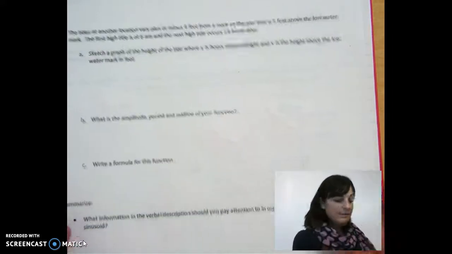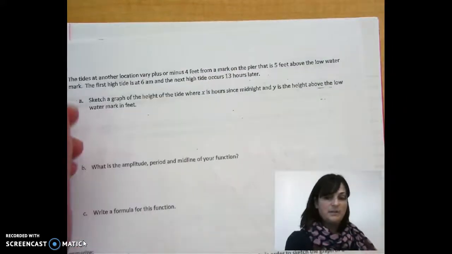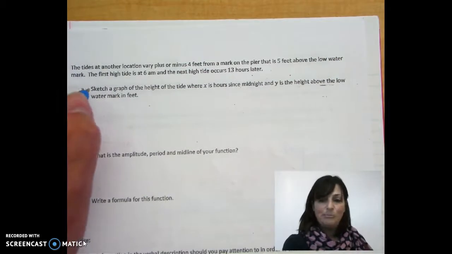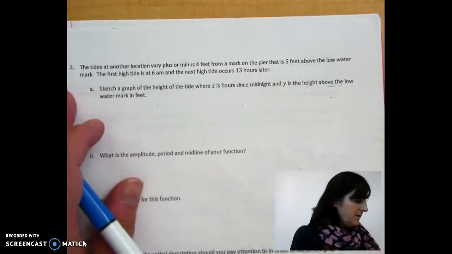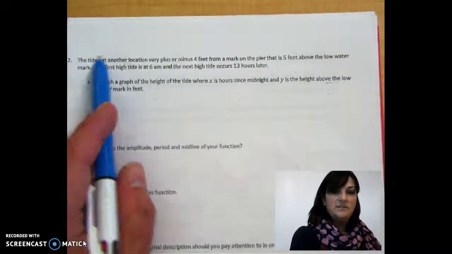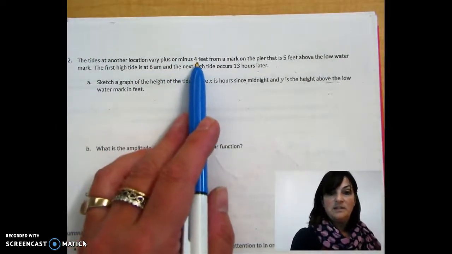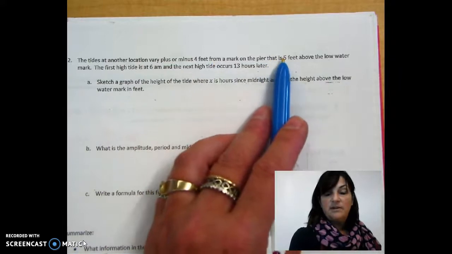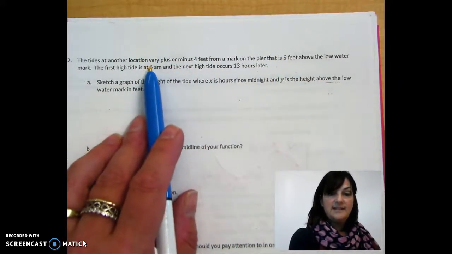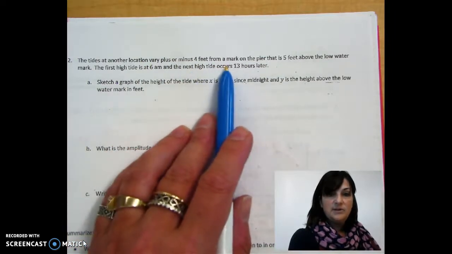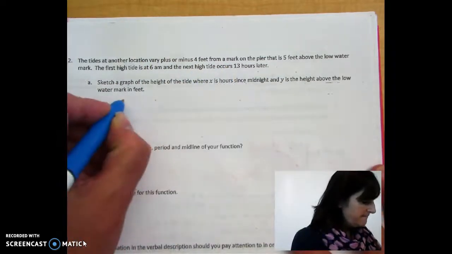Yesterday in class, or actually 2 days ago in class, we talked about how if you know the maximum point and the minimum point, you can write the equation of a function. So here we have one that says the tides vary plus or minus 4 feet from a mark on the pier that is 5 feet above the low water. The first high tide is at 6 a.m. and the next high tide occurs 13 hours later.